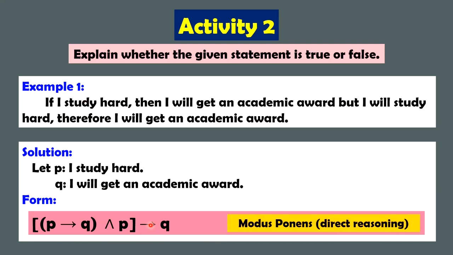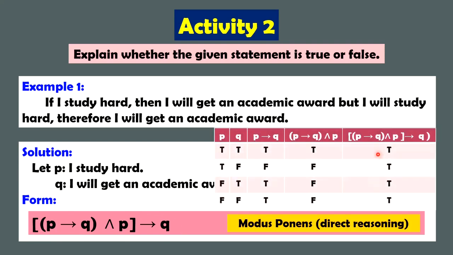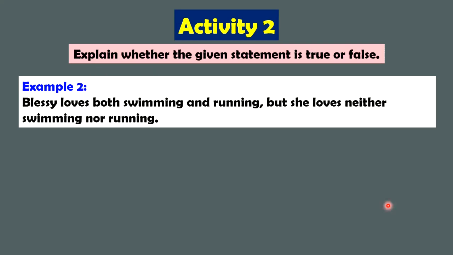If you want more explanation for this example, you may want to create its truth table. Here is the truth table for this symbol. And as you can see, the truth values of our propositional form are all true for any combination of truth values of statements P and Q. That's why it is a tautology. So example number 1 is a true statement. Okay, let's have number 2.